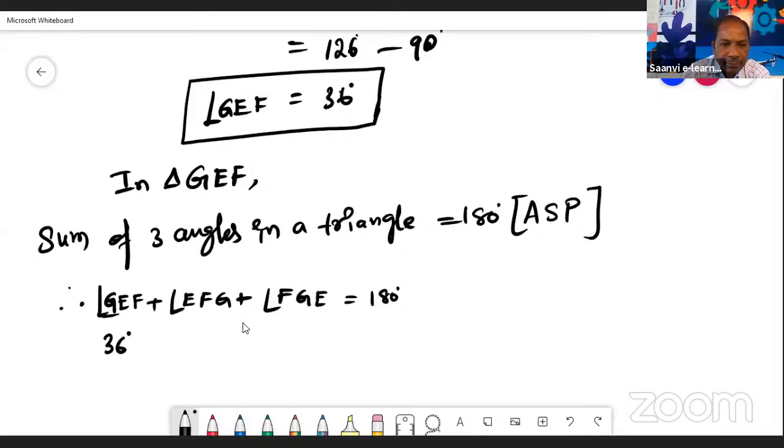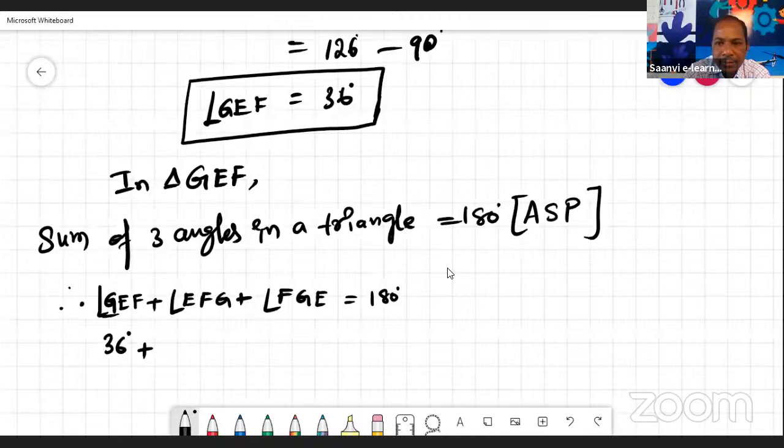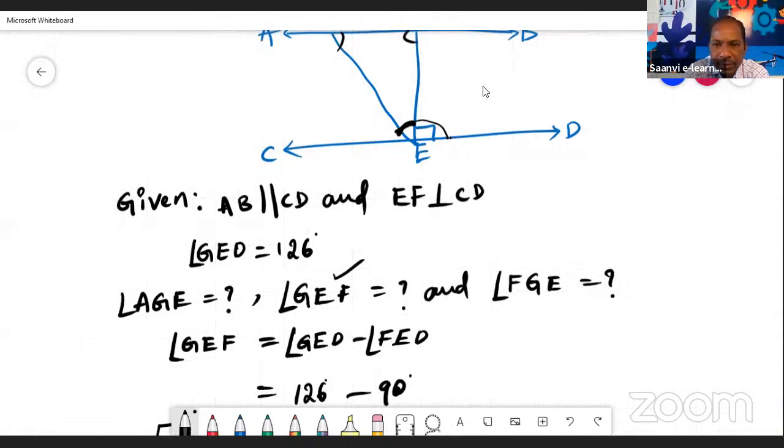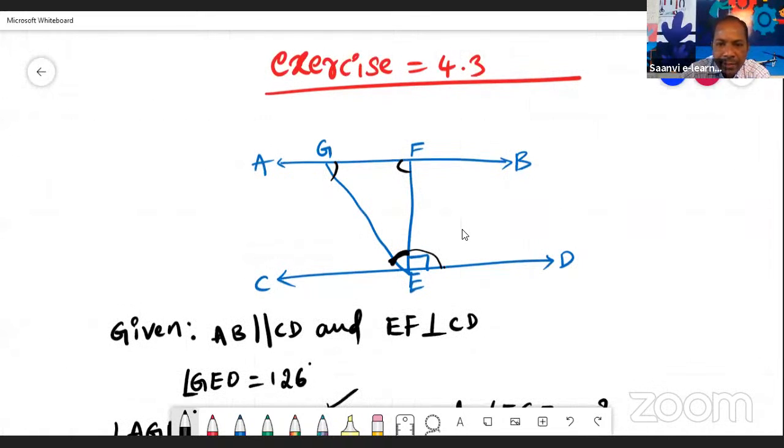Next angle EFG. What is angle EFG? Observe the figure once. Angle EFG means this angle. See, FED is equal to 90 degrees, no? So this angle also will get 90 degrees. Why? Because this angle and this angle both are alternate interior angles. So here also we get 90 degrees. So EFG also we get 90 degrees, right?